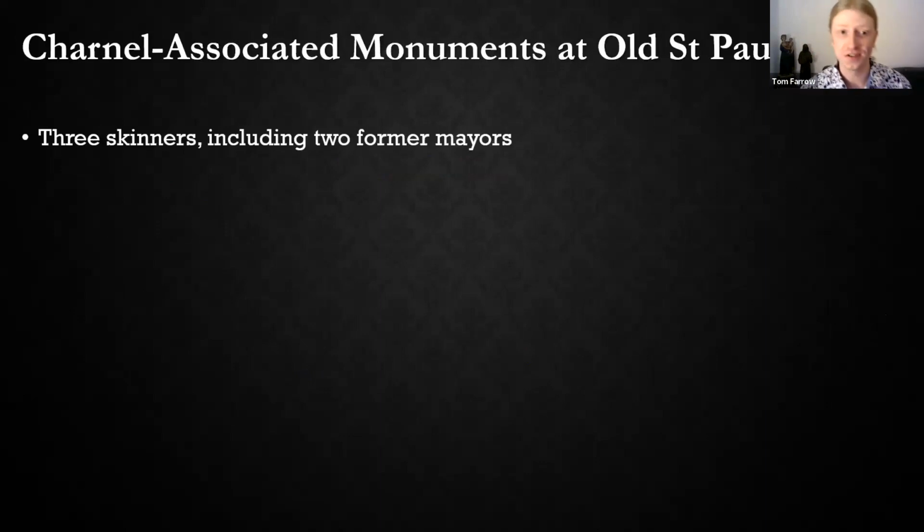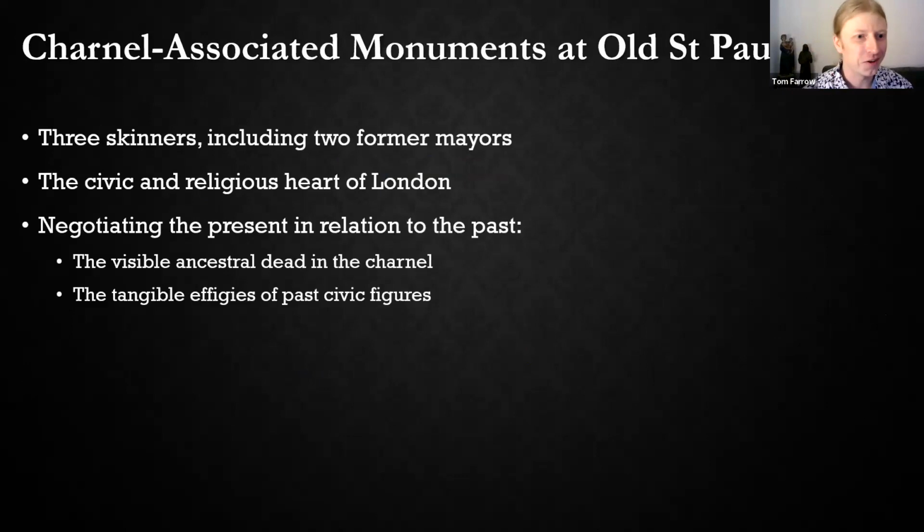So what do we have at Old St. Paul's? Let's just quickly recap, another nutshell. We've got 3 Skinners, including 2 former mayors, the civic and religious heart of London, negotiating the present in relation to the past. We've got all these things going on in this space. And amidst all of this, we have the visible ancestral dead in the charnel below. You could see them through the window at any moment. And then we also have the tangible effigies of past civic figures, of past mayors.